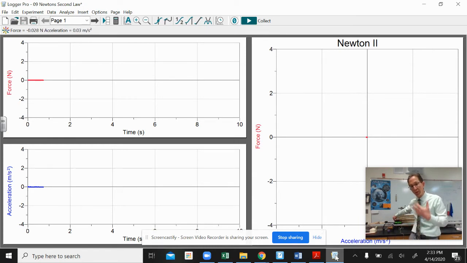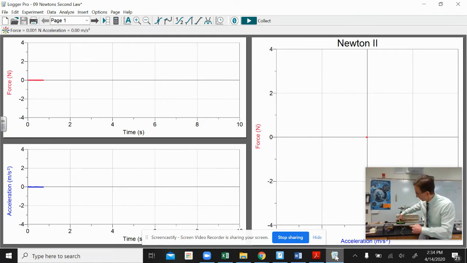What I'm going to do is I'm going to control the force. I'm going to put that on my y-axis of my graph, and you'll see why later on, but it actually is my independent variable. I'm going to control the force by pushing and pulling on the cart. That's the only unbalanced force.